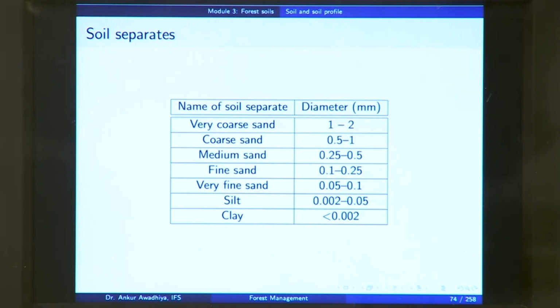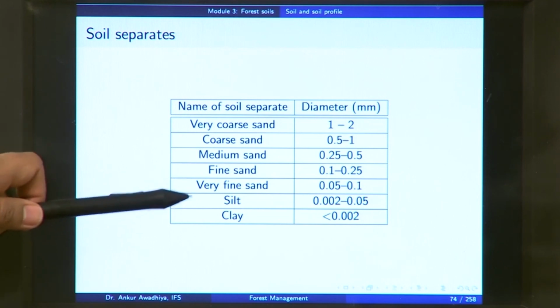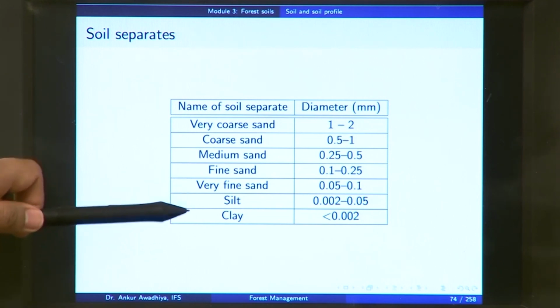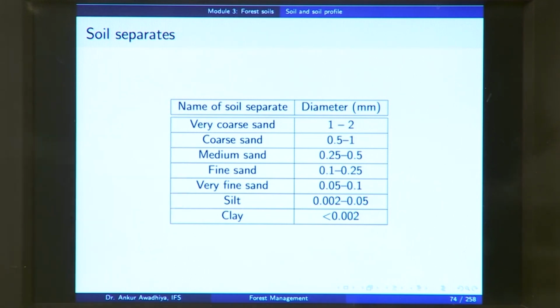So, depending on size, we have these different soil separates from clay, which is the very fine particles, to very coarse sand, which comprises very coarse particles.